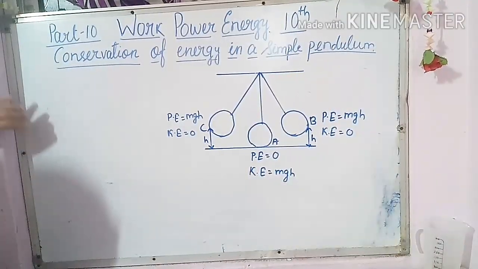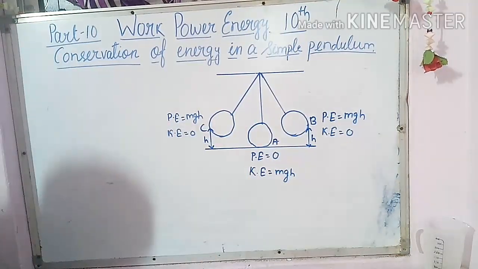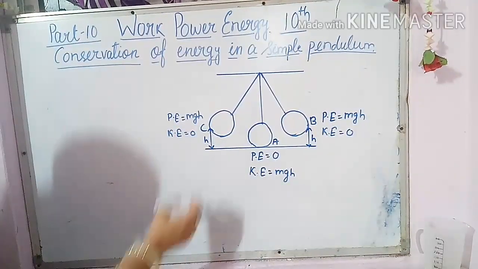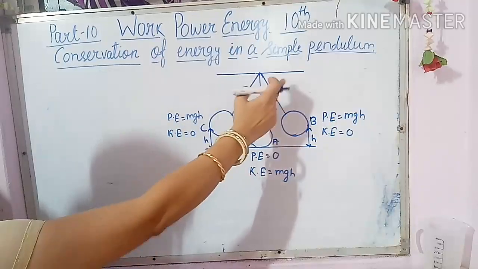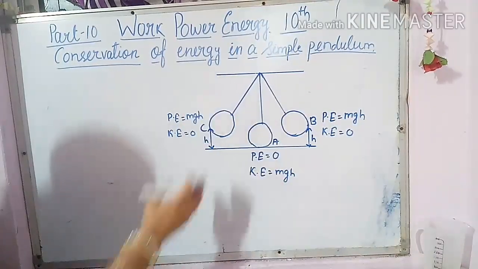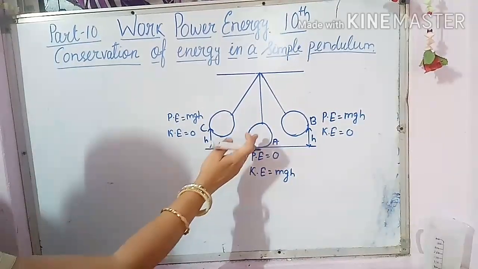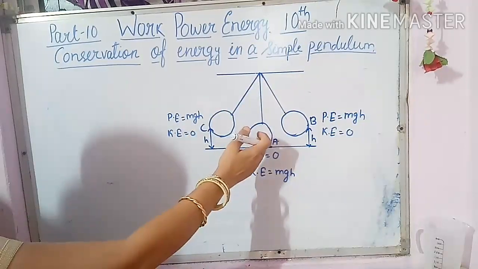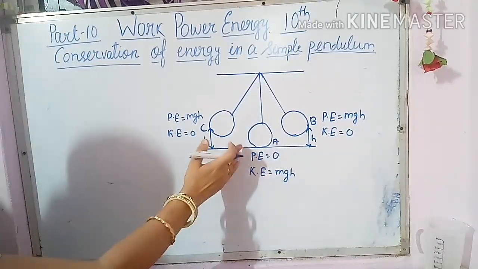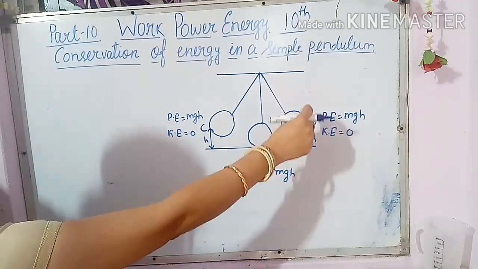Now children, see here, this is the case of the conservation of energy in a simple pendulum. Here I have drawn the diagram of the simple pendulum. This is a metallic bob, as you know, and it is suspended by a thread from a rigid support. Initially it is at position A, but to swing it I have to stretch this simple pendulum towards B.